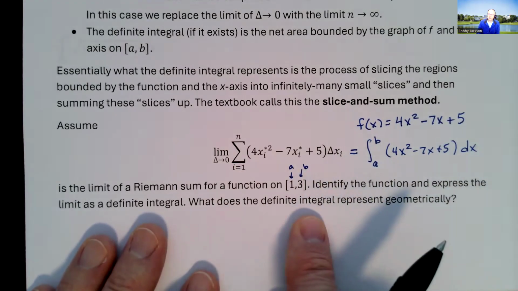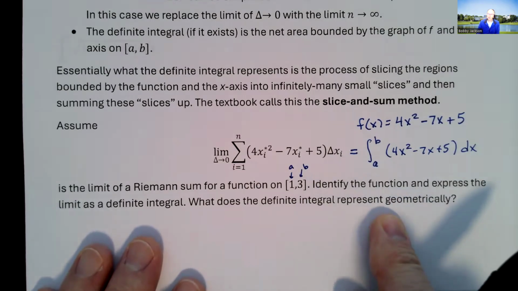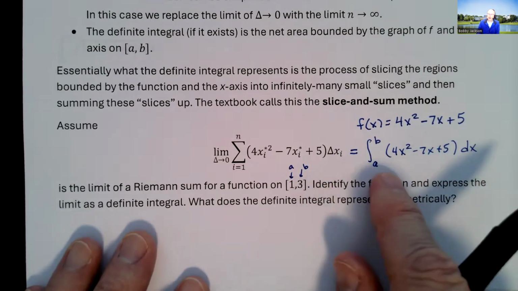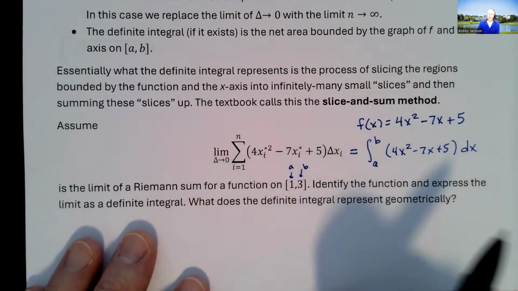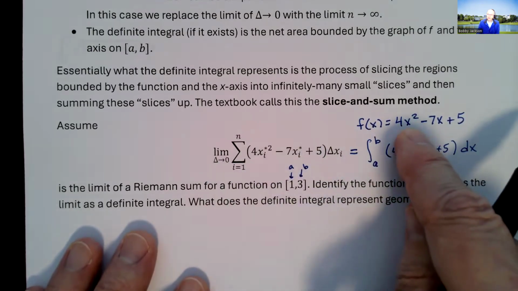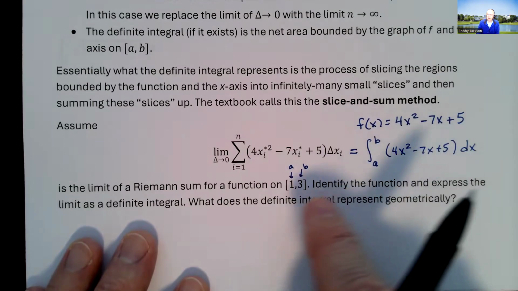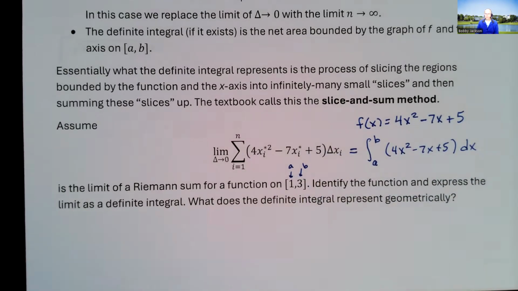Now, what does the definite integral represent geometrically? Answer, the value of this limit is the net area for this function, 4x squared minus 7x plus 5, on the interval from 1 to 3. Okay.